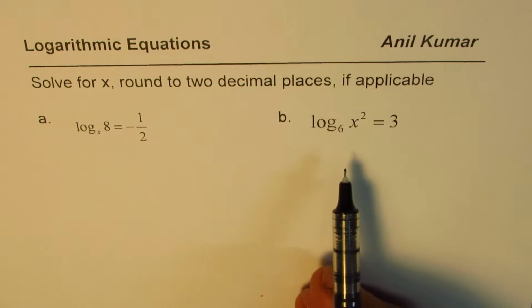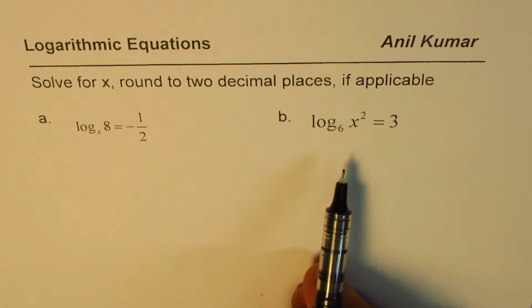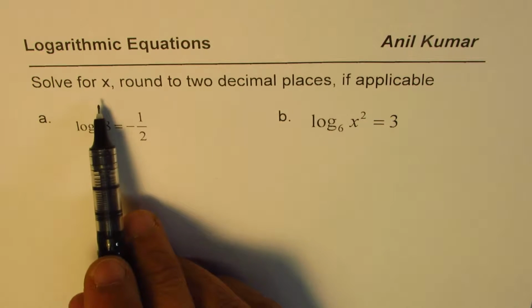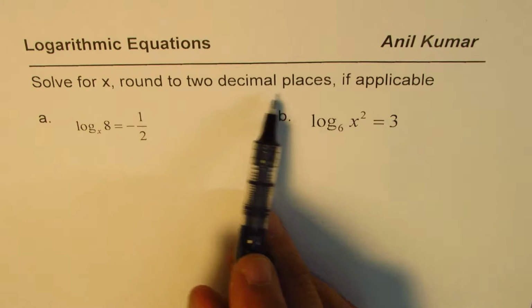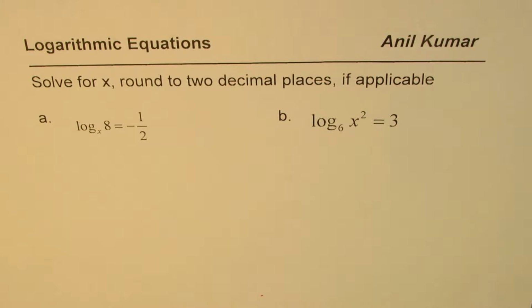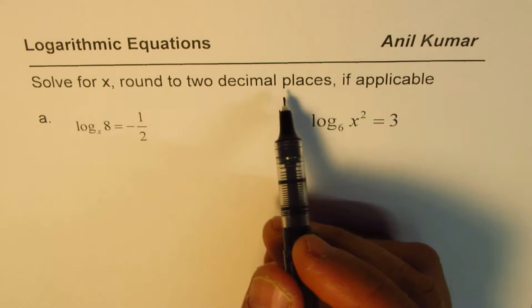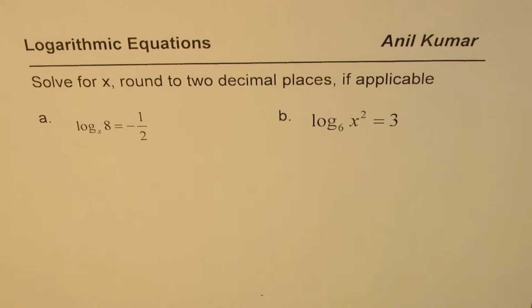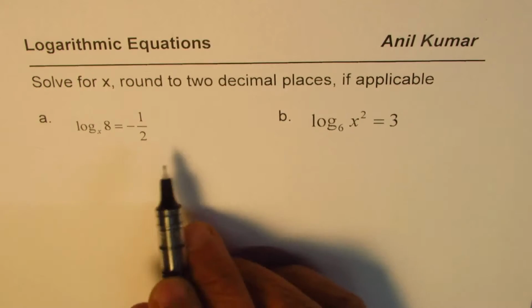We have taken up an excellent example here. And the question is, solve for x, round to two decimal places if applicable. So you may need a calculator to solve this kind of equation, right? Two decimal places rounding up means calculator, correct? Anyway, let's look into them one by one.